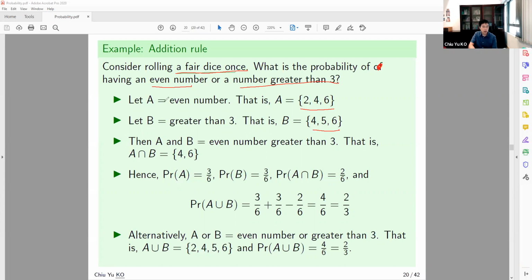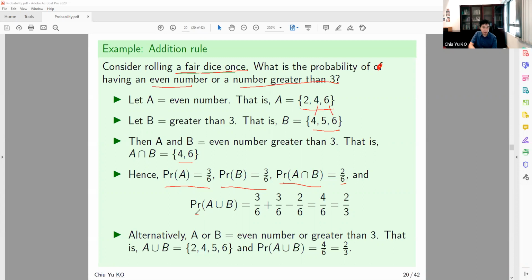Usually you write this by defining what A and B are. Then A intersect B will be the common elements, which are 4 and 6. So it's just 4 and 6, they are common. Then the probability of A, because it's fair, is 3 over 6. B, again, 3 over 6. The intersection would be 2 over 6 because there are 2 elements there. Each element is equally likely.